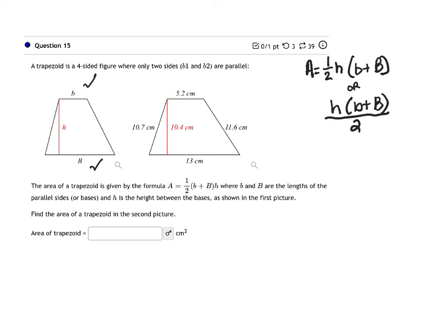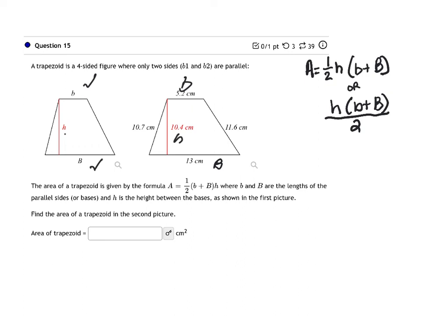The height is always connected between those 2 bases. So you can see the h there. So this 10.4 is your h. Your small b is your 5.2. That's a small base. And your large b is the 13. The other 2 sides you don't need. They're just extra numbers there that you don't need for this problem.